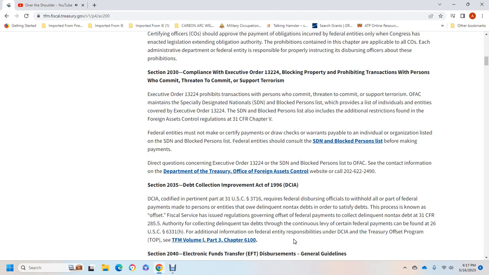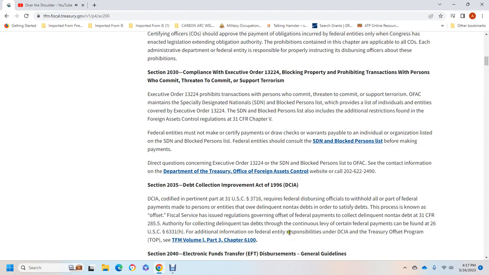Section 2035 of the Debt Collection Improvement Act of 1996, codified in pertinent part at Title 31 U.S.C. 3716, requires the federal disbursing official to withhold all or part of a federal payment payable to a person who owes delinquent non-tax debts, in order to satisfy the debts. This process is known as offset. The Fiscal Service has issued regulations governing offset of federal payments to collect delinquent non-tax debt at Title 31 CFR 285.5. Authority to levy certain federal payments to collect delinquent tax debt can be found in Title 26 U.S.C. 6331 for additional information.